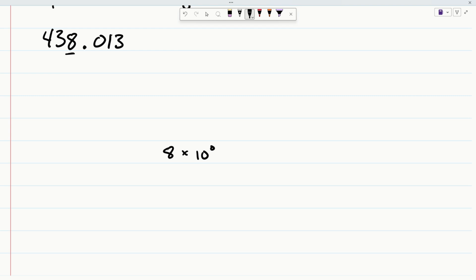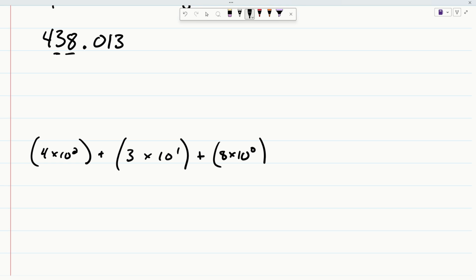So that's going to be 8 times 10 to the 0. Now, the 3, well, that's going to be, in fact, let me move this over a little bit more. So now the 3 is going to be 3 times 10 to the first, plus the 4 is 4 times 10 to the second. So directly underneath in red, what we're going to have is 400 plus 30 plus 8.